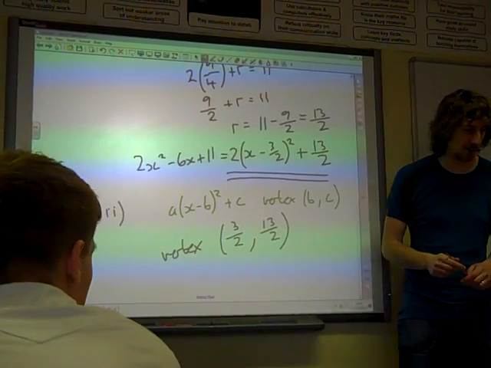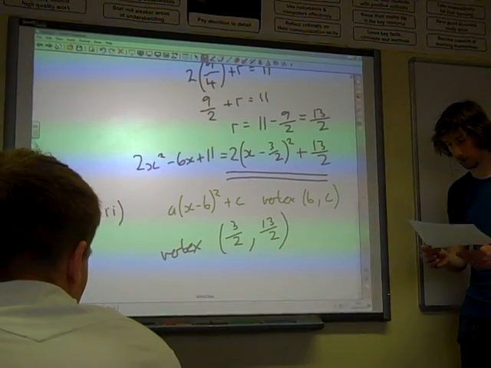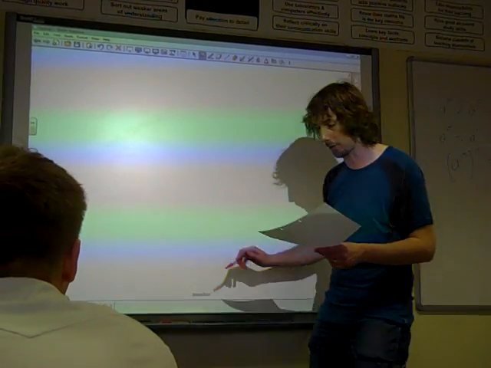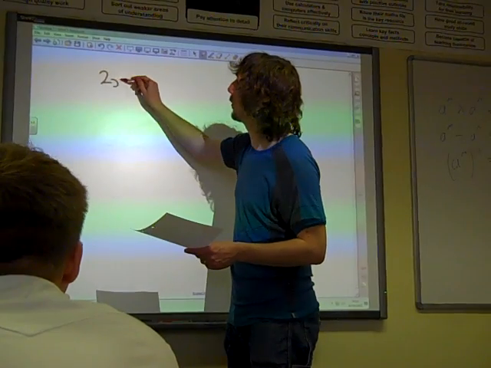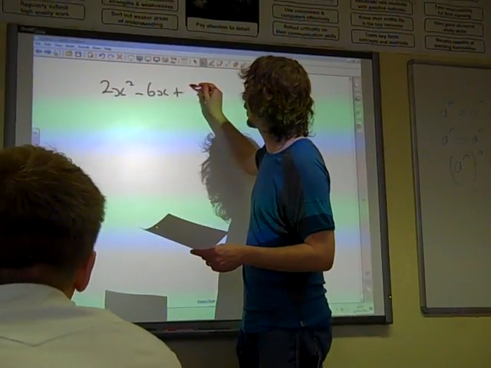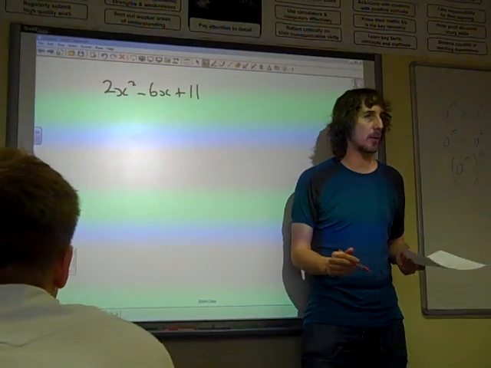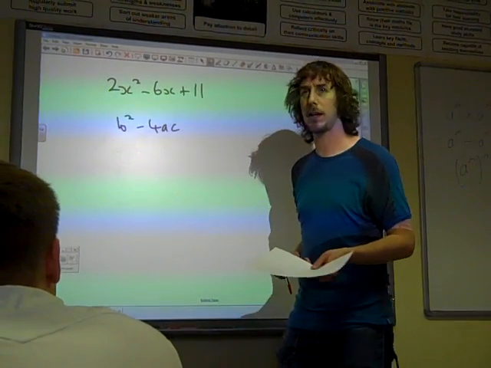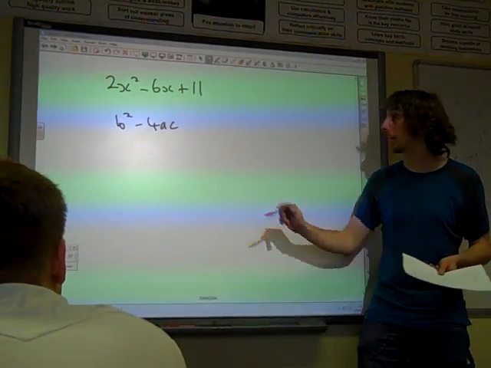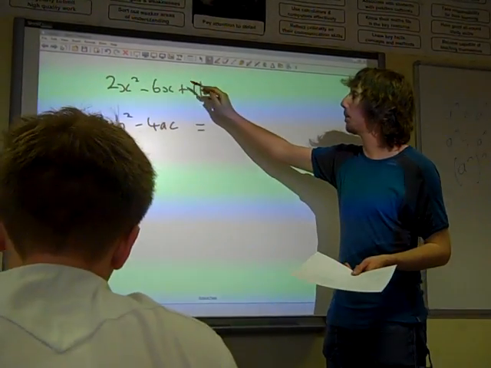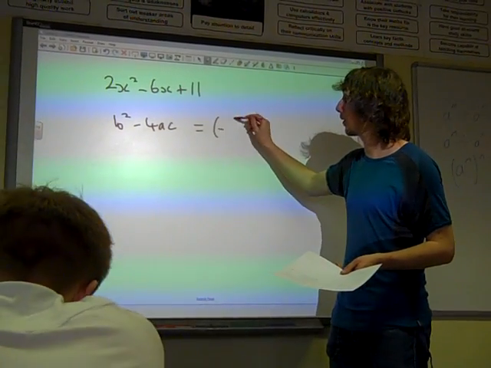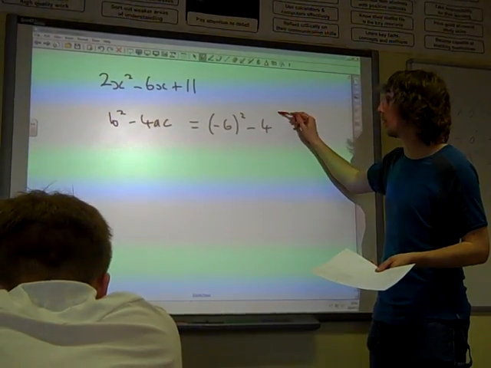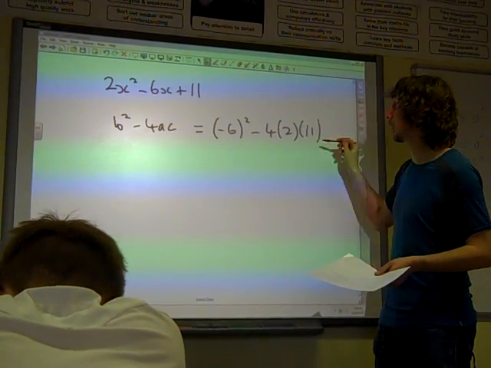The question then goes on to say, calculate the discriminant of this curve that we've got. I'm going to go on to a new slide for this. Discriminant of 2x squared minus 6x plus 11. We've just talked about this. The discriminant is b squared minus 4ac. And so it is going to be minus 6 squared, and you take away 4 times 2 times 11.